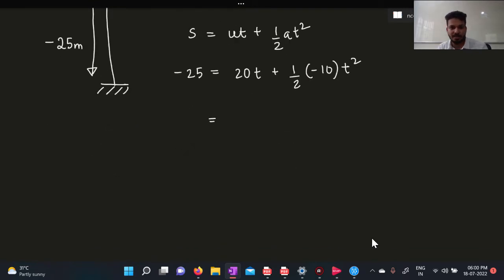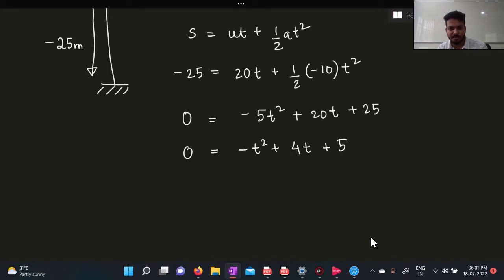So this will be minus 5t square plus 20t, and then plus 25 is going to be equal to 0. Now what should I do here? Yes, I divide this equation by 5. This becomes minus t square plus 4t plus 5.